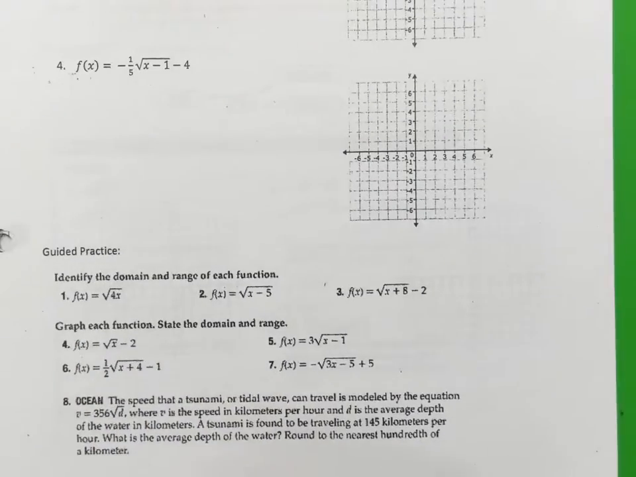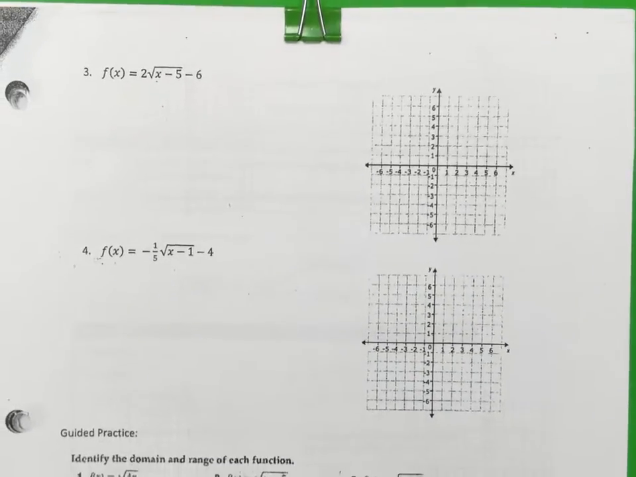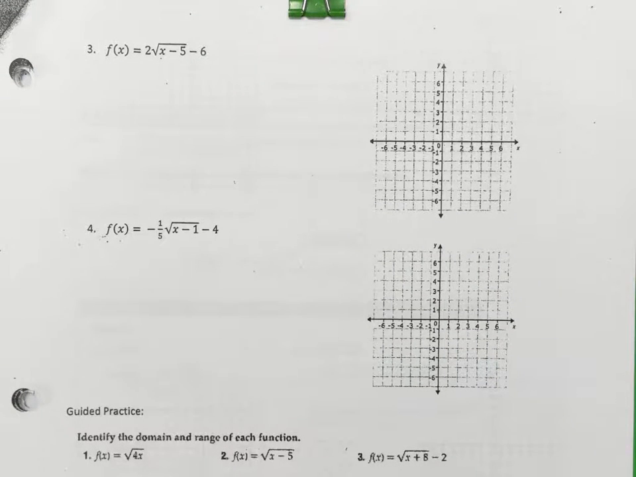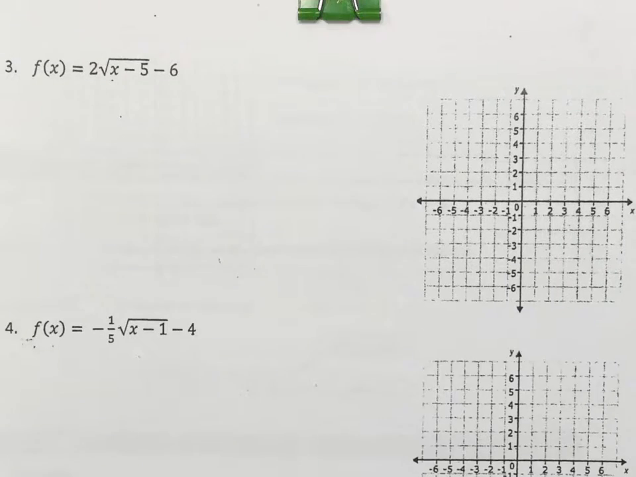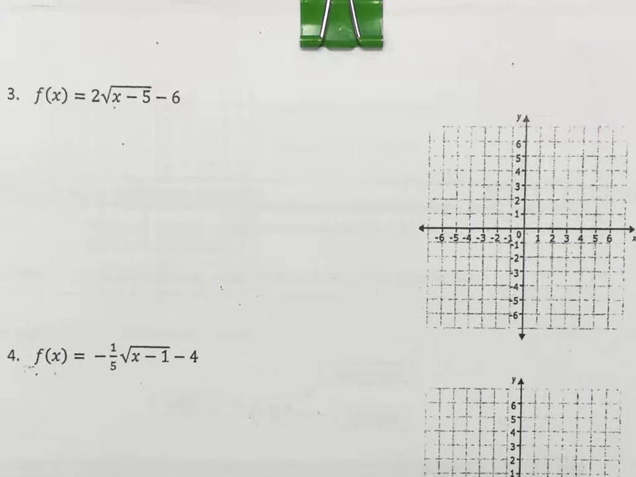All right, number 3. Some of us have already started. Go ahead and find your vertex for number 3. Your vertex is where you start, right? Because remember, this is a parabola turned sideways. Yeah, because it can't go negative.